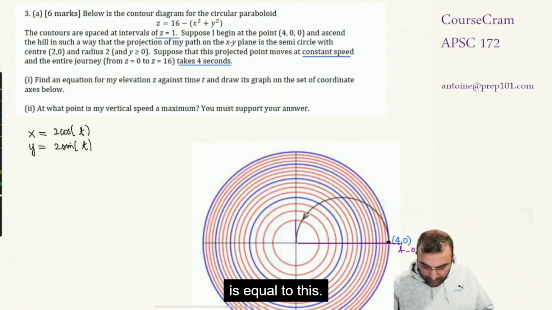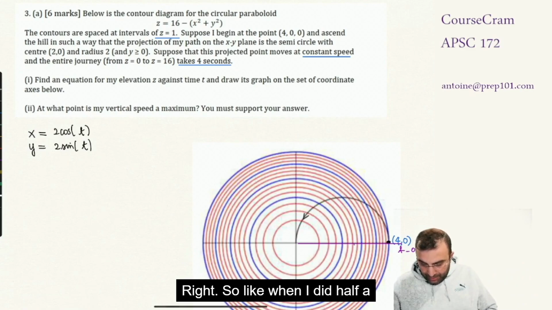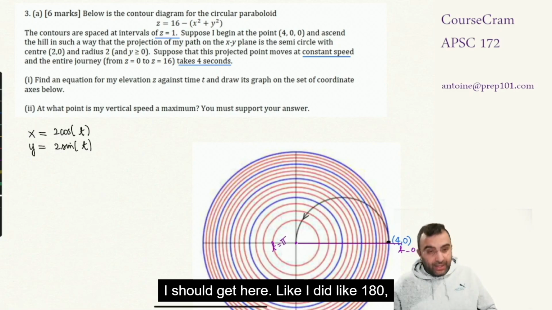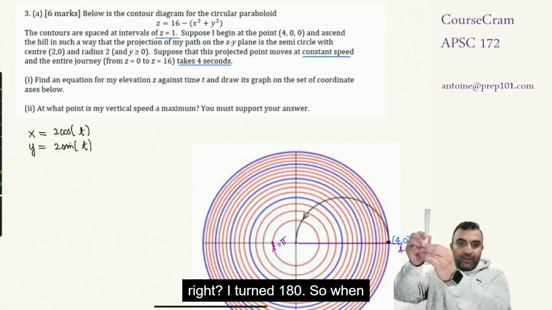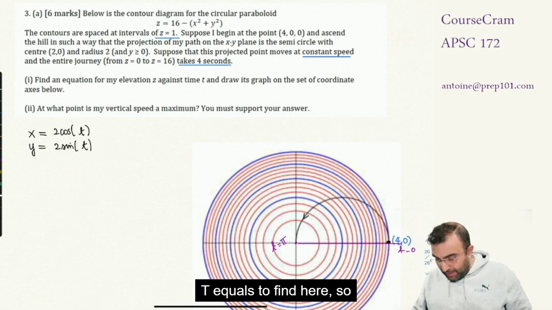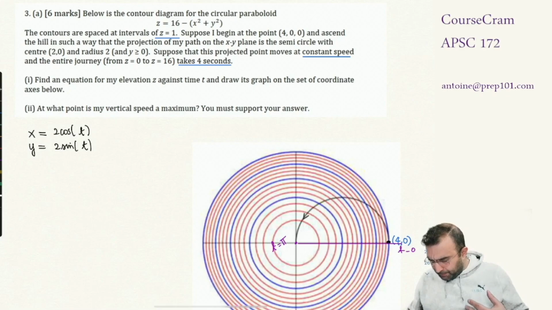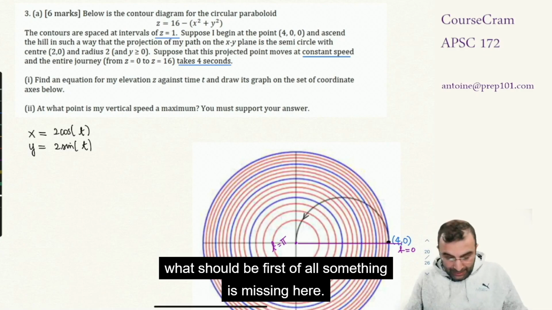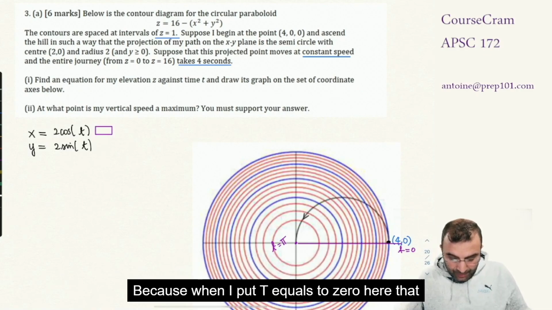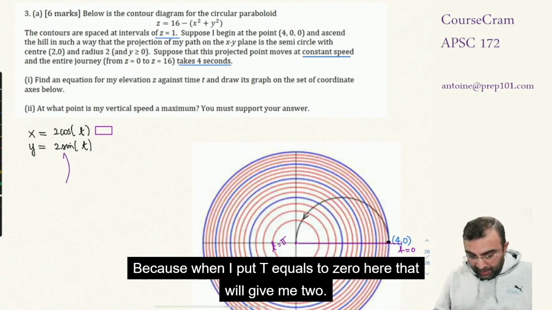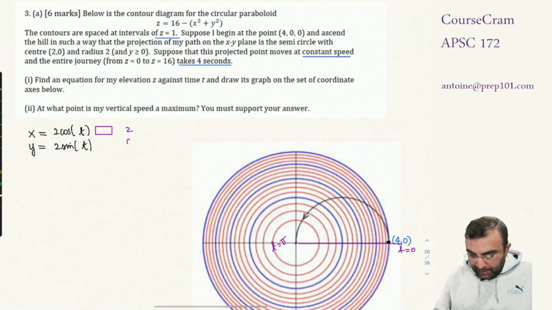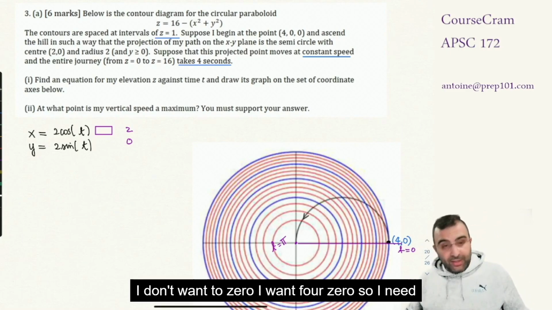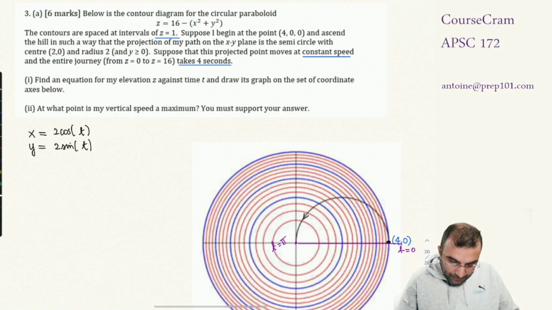Now, when I did half a turn, technically, when theta equals pi, I should get here. I turned 180 degrees. But something is missing here. Because when I put 0 here, that will give me 2 and then 0. (2, 0) is here. I don't want (2, 0), I want (4, 0). So I need to add 2 here.